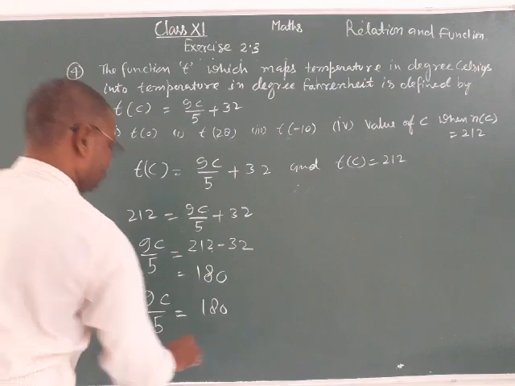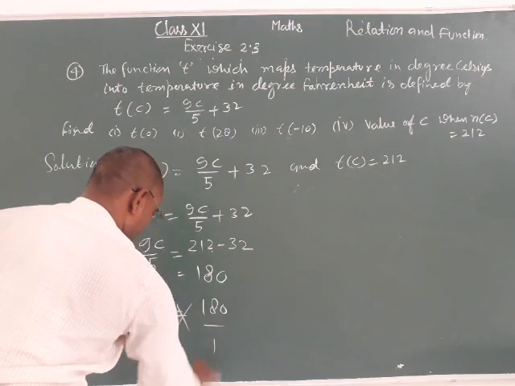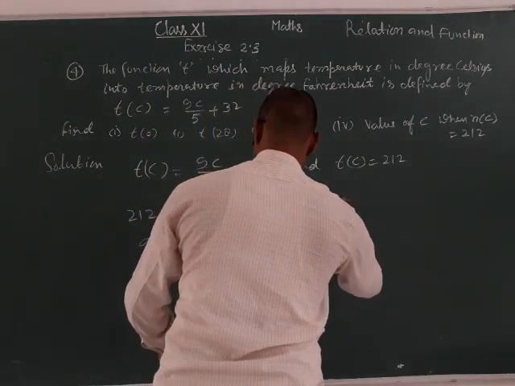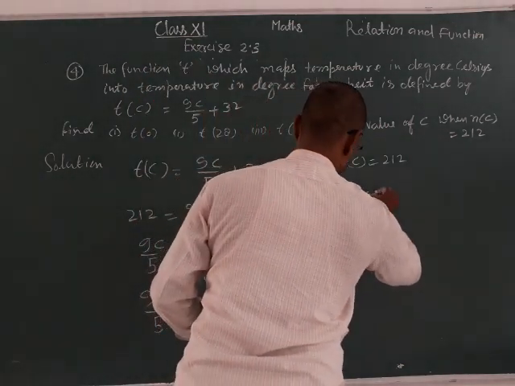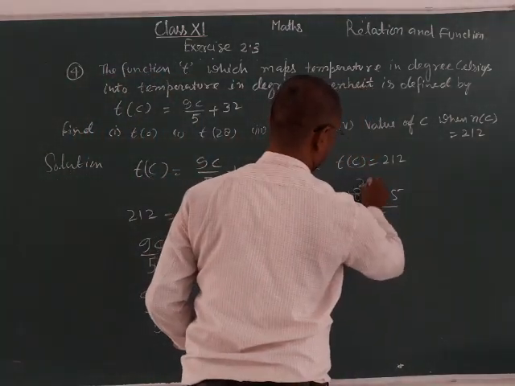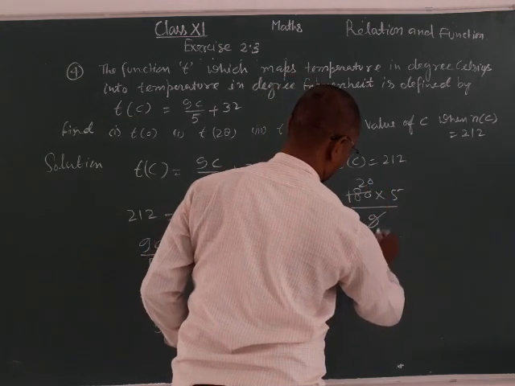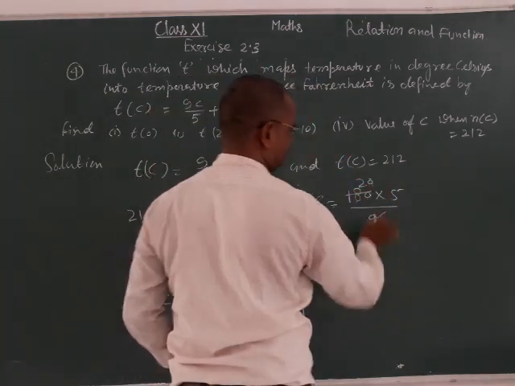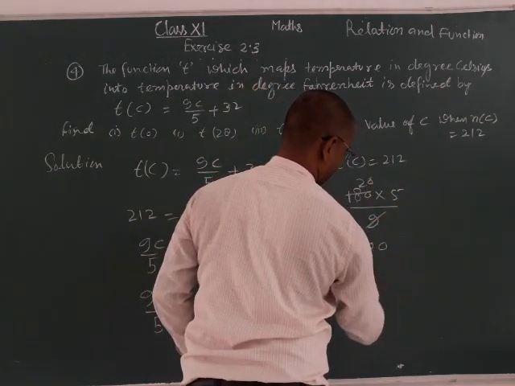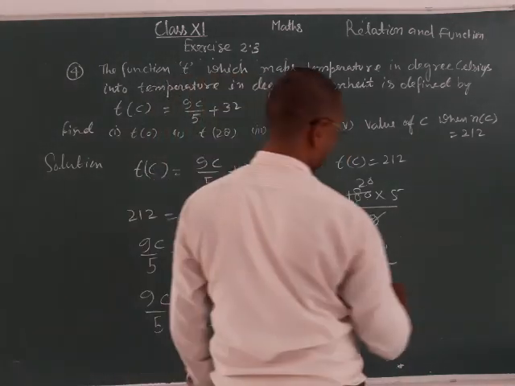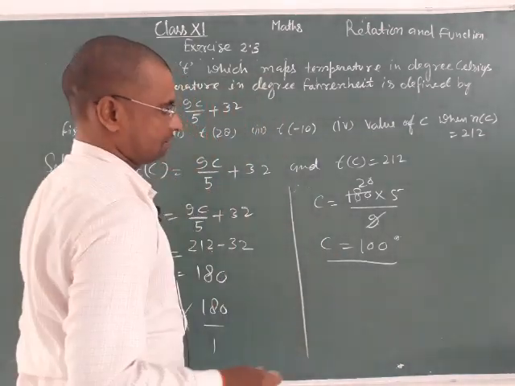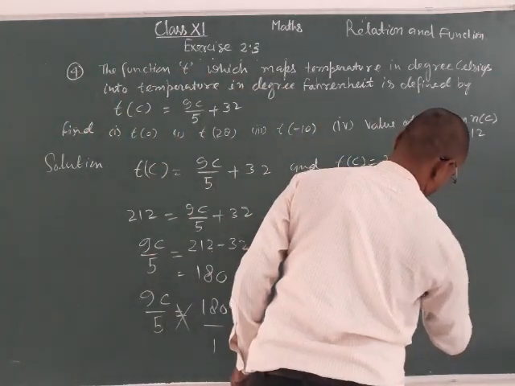So 9C/5 is equal to 180. Cross multiply, we get C equal to 180 multiplied by 5 and divided by 9. 9 times 2 is 18, so C is equal to 20 into 5, which is equal to 100. So the temperature is 100 degrees Celsius. This is the answer of the last part.